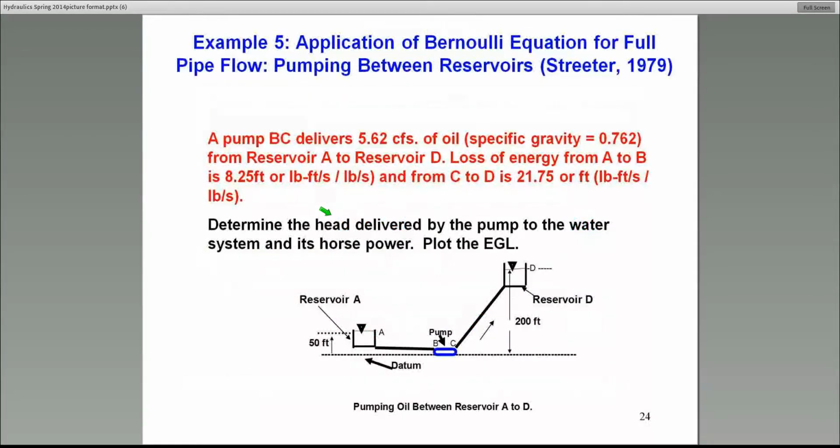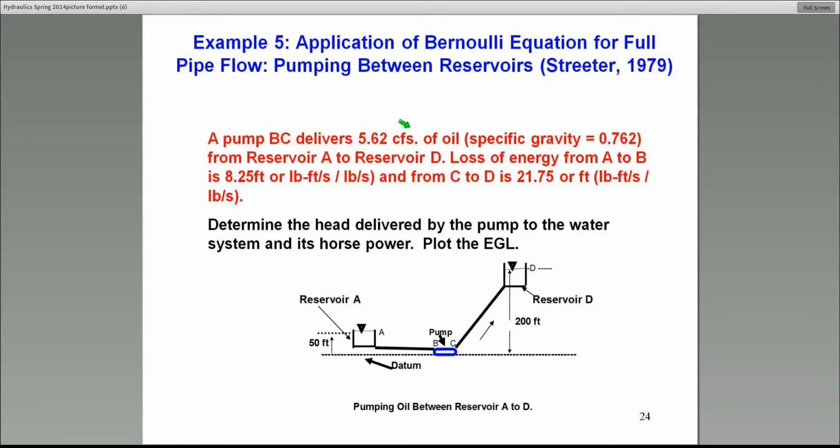I've set up a small example to show you how the Bernoulli equation is used. Let's go through this small example, and typical problems will be like this, where they'll ask you to analyze, determine some unknown quantity. Now remember, if you use the Bernoulli equation, you can only have one unknown, since you have one equation. So in this case, a pump delivers an oil.